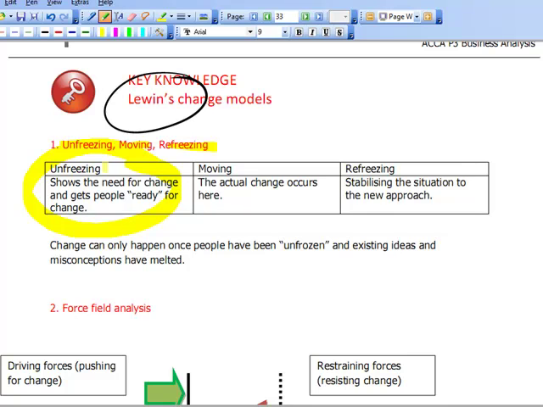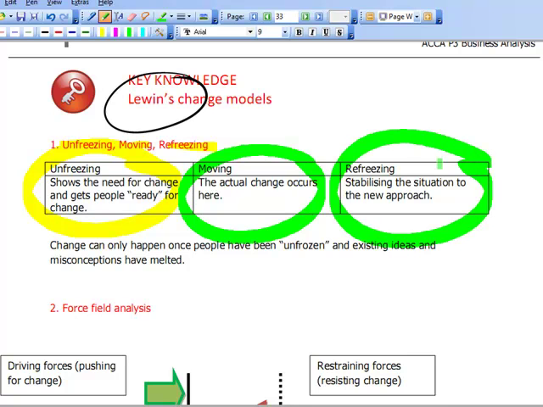So we talked about there would be meetings with the staff, meeting with the parents, telling them that change would happen. That's getting them ready for change. Then we would have the actual movement, so employing new tutors, new teachers, removing the bad teachers. Then we have refreezing, and that is where once we've changed, we make sure that the change stays. So the example we gave in that video was having performance-related pay for the teachers, for example.